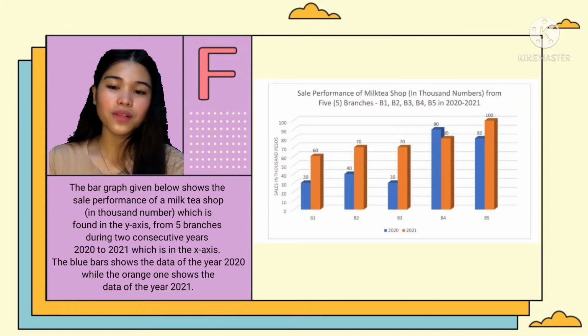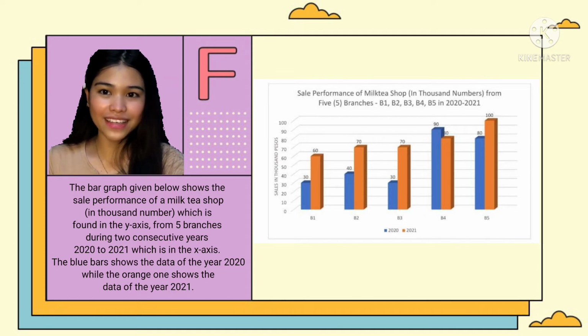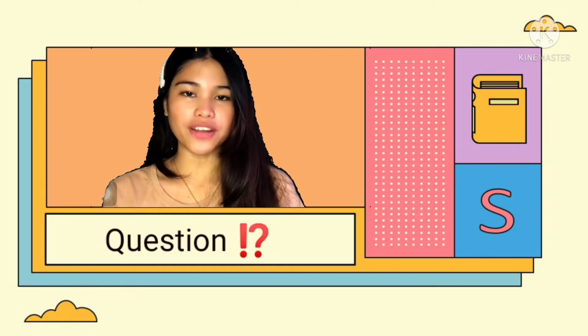The bar graph given below shows the sale performance of Milk Tea Shop in thousand number, which is found in the y-axis, and from 5 branches during the 2 consecutive years, 2020 to 2021, which is on the x-axis. So the blue bar shows the data of the year 2020, while the orange one shows the data of the year 2021. So I prepared a question if you truly understand what a bar graph is.